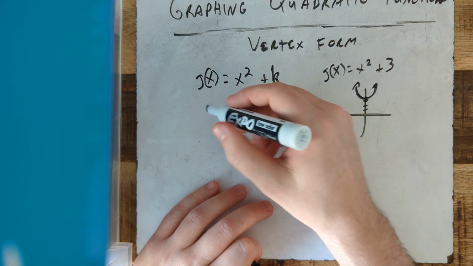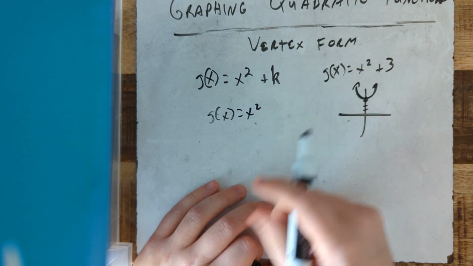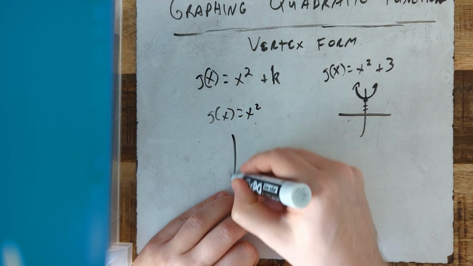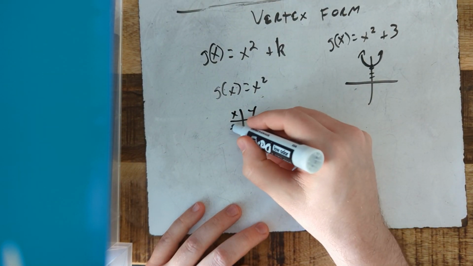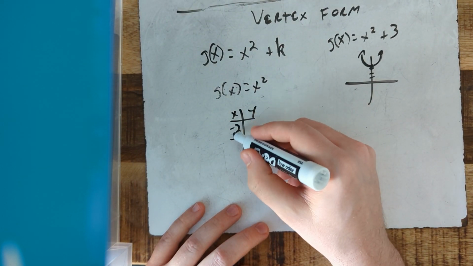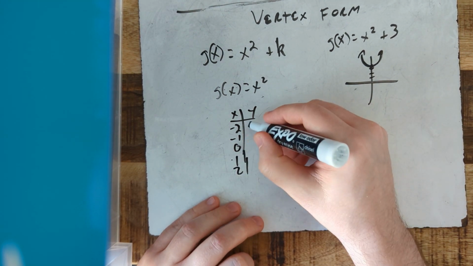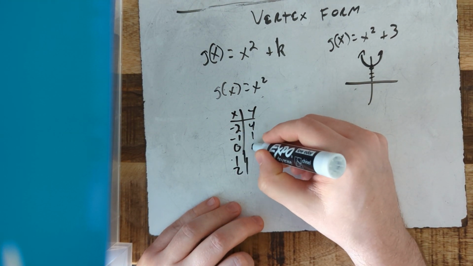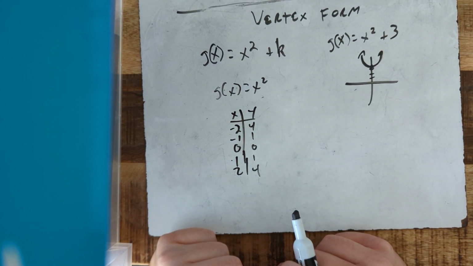So if we looked at our t-table for our normal parent function, g of x equals x squared, and if we did our normal t-table for that, I'm not going to bore you with the math, but I'll show you. If we do -2, -1, 0, 1, 2, and then we would fill that in for 4, 1, 0, 1, 4. Remember, that's the regular t-table we use for that.